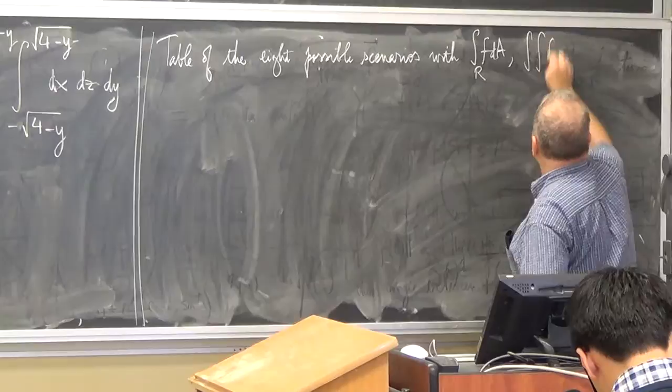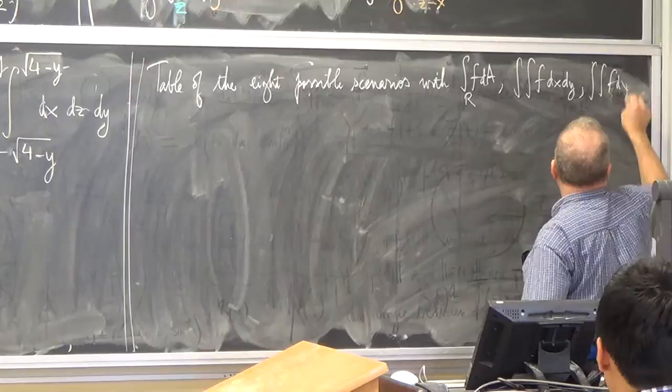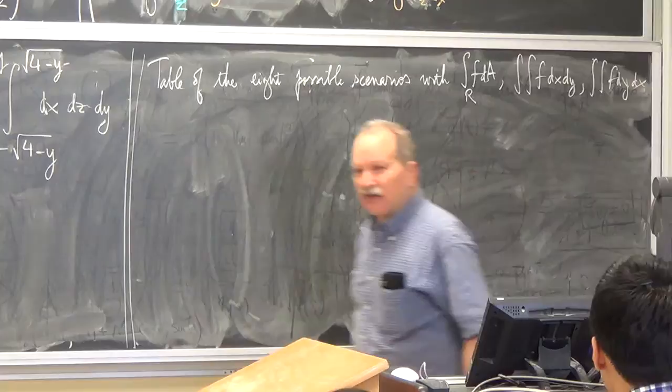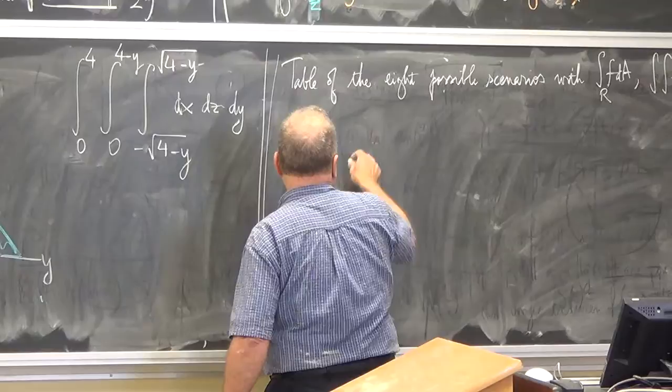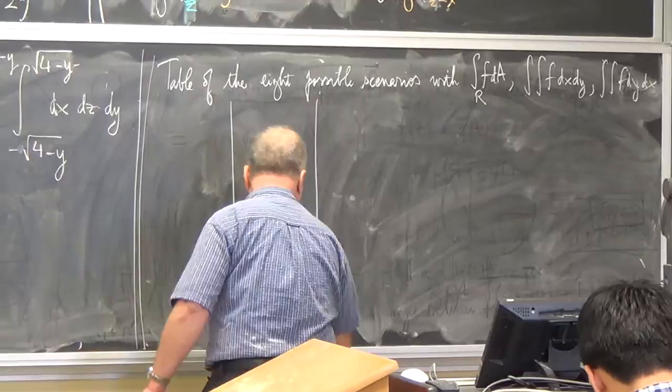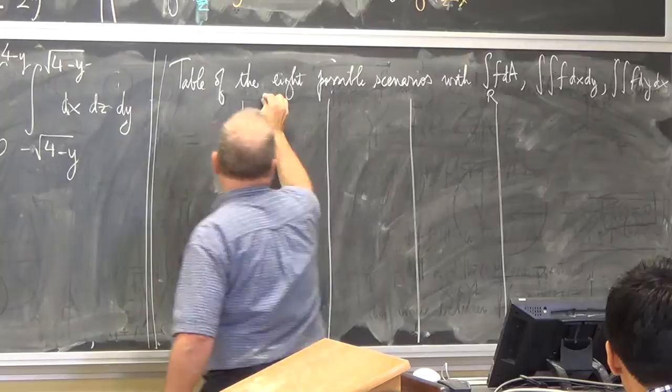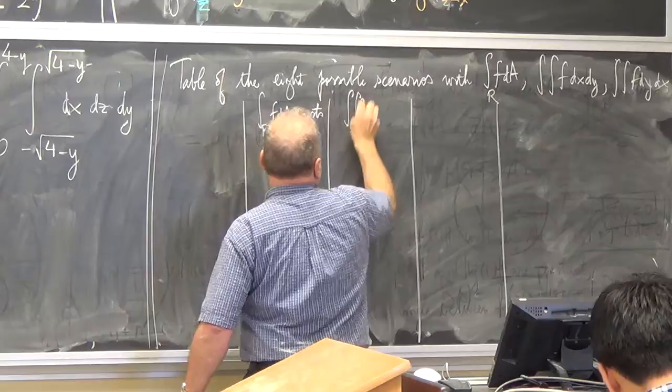And so I've warned you guys that Fubini's theorem assumes all three of them make sense, and then it says they're equal. So basically, I want to make a table here of the double integral exists, iterated integral exists in the x dx dy order.